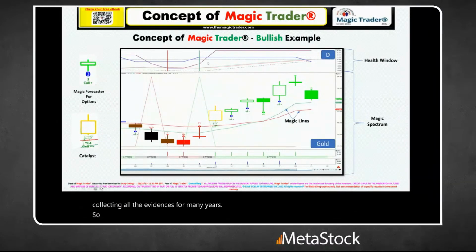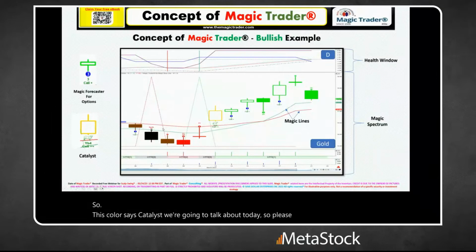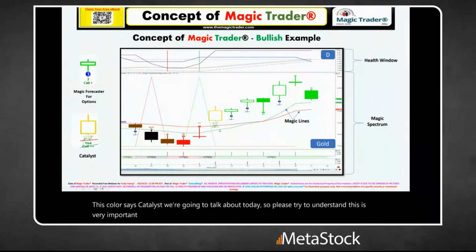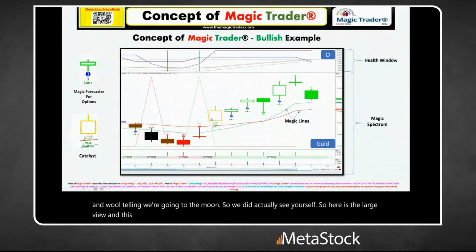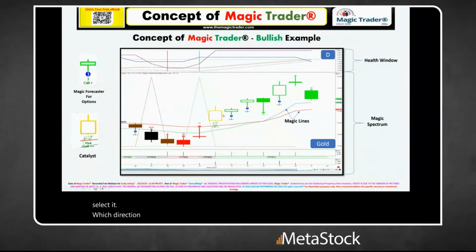So this color says catalyst, which we're going to talk about today. So please try to understand, this is a very important part. And on the option side, it says YB4 and call plus plus. What that means is plus plus is stronger, and the bull is telling we're going to the moon. So we did. Actually, you could see for yourself. So here is the large view, and these are the catalysts you need. This is one of the three catalysts you need to select the bullish direction, and they show up at the right timing.